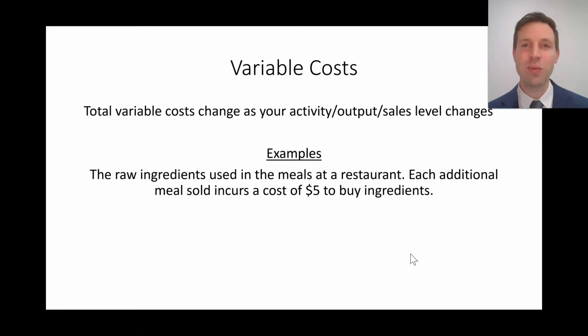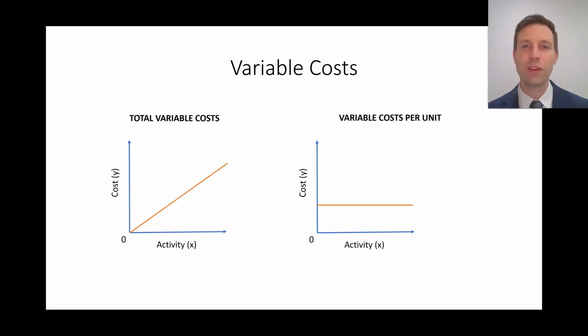With our restaurant example, for every additional meal that we produce, our cost of ingredients is going to increase. So if I make 1 meal in my restaurant, I may have to pay $5 for the ingredients. If I make 100 meals, I will pay $500 in ingredients. So as my production levels increase, my total variable costs increase. When we graph the cost behavior of variable costs, it looks like this. Our total variable costs increase as a linear function sloping. The total cost of the business increases as the activity level increases.